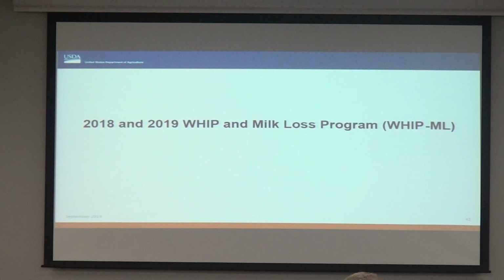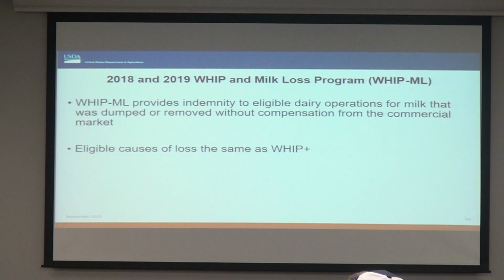Like I talked about, WIP has expanded, and one of the things that was added for 2018-19 disasters is the WIP milk loss. We have an existing dairy program now called the Dairy Indemnity Program. If milk has to be dumped due to something like aflatoxin, then it would provide a payment to that producer for any uncompensated losses they had. This program pretty much works like that.